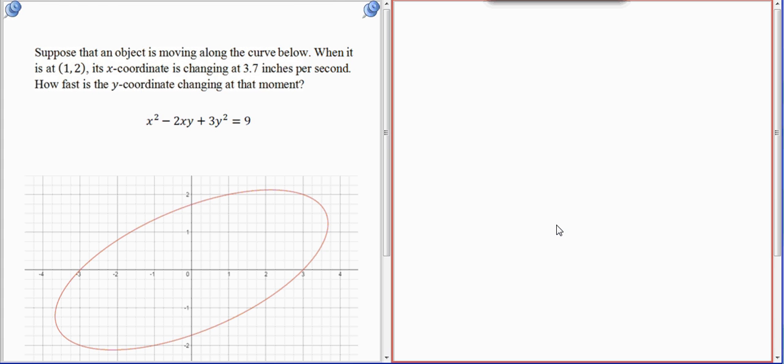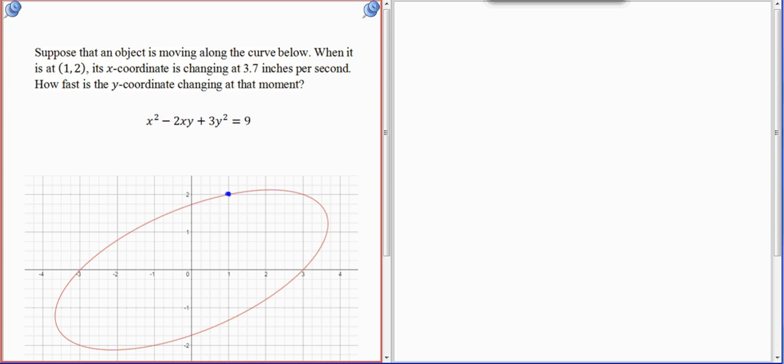Now, if we know the curve, that would be great. We know the point. We can see the point (1, 2) right over here. And there is an object moving along this curve. By the time it is passing through this particular point (1, 2), the x-coordinate is changing, the y-coordinate is also changing. And the question wants to know how fast the y-coordinate is changing at that moment.